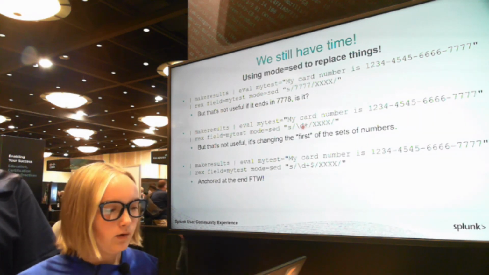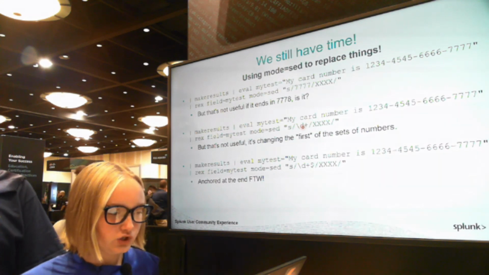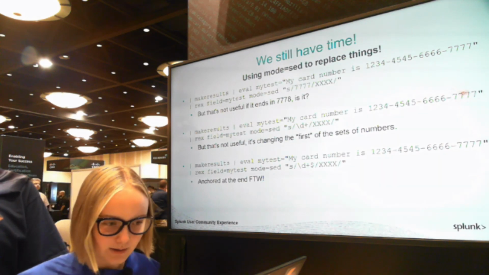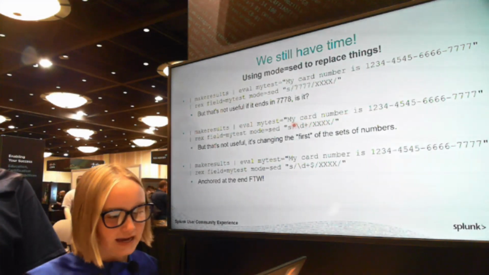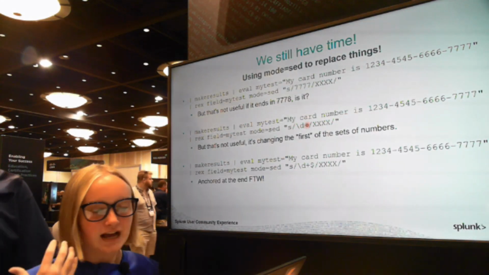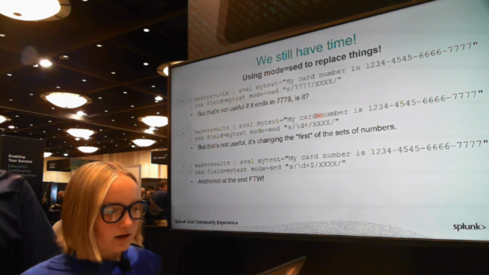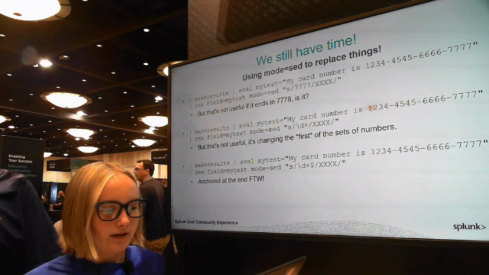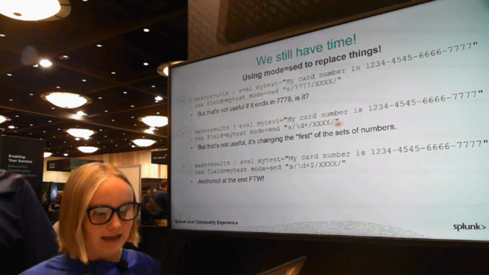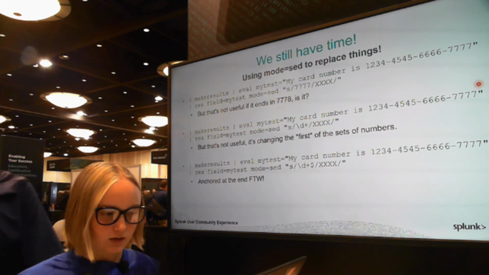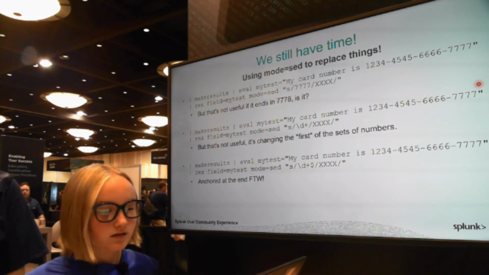So now what we're going to do is we are changing. We want to change the last four numbers, but this is not going to work. Because backslash d plus is digits plus, but you're not telling it where you want these digits to be. So it's going to match these and replace them with four X's instead of the four sevens, because those are the first ones it could find.